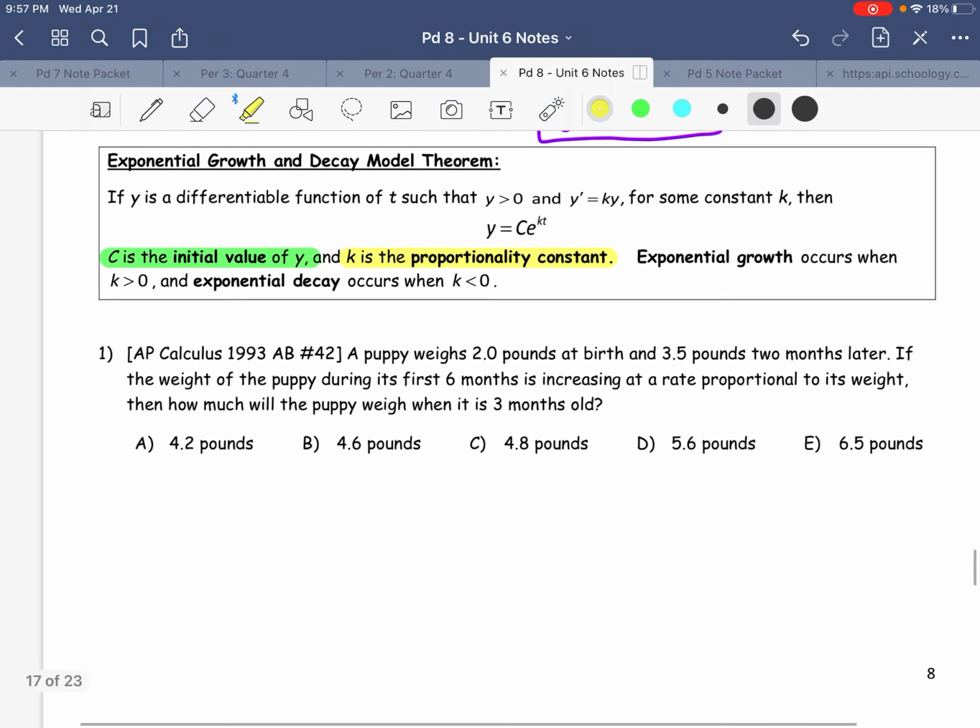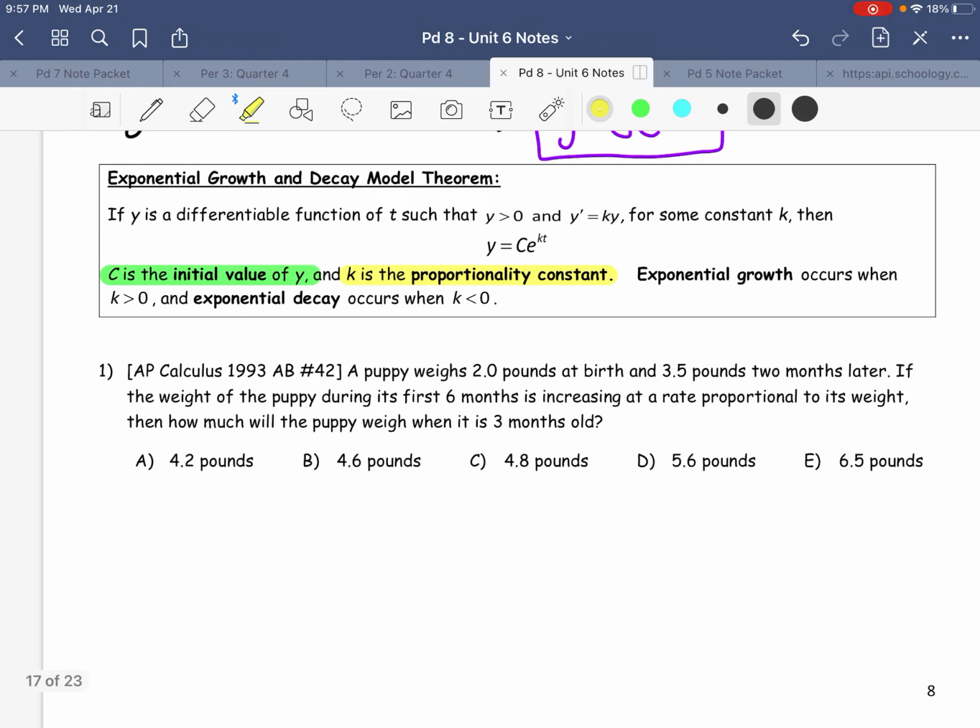So let's jump down and start problem 1. This is taking it way back, 1993, AP Calculus exam AB number 42. And it says, a puppy weighs 2 pounds at birth. So something I might write down for that is at time equals 0, this puppy weighed 2 pounds. So 2 pounds was its initial weight. Okay, then it says, and it weighed 3.5 pounds 2 months later. Small dog. So at time is 2 months later, it weighed 3.5 pounds.